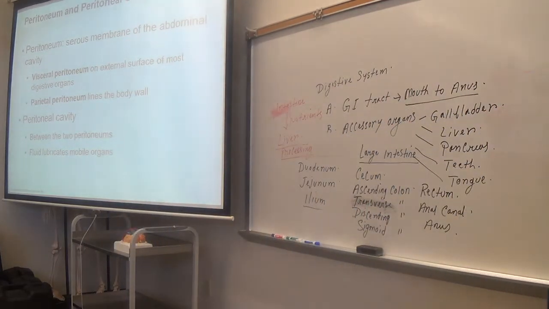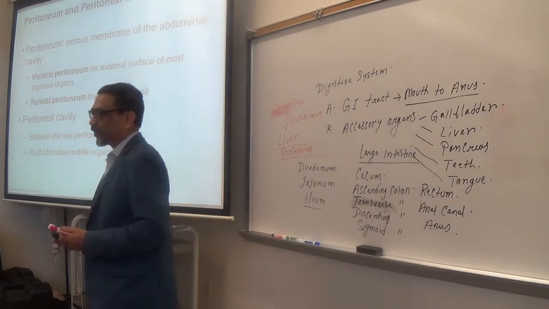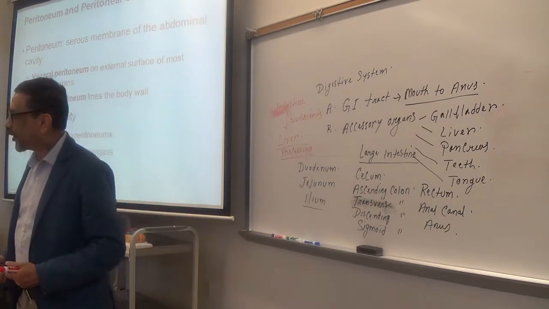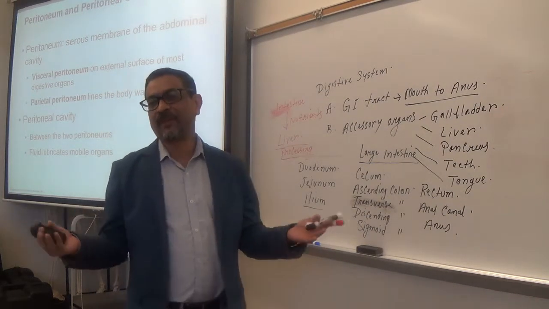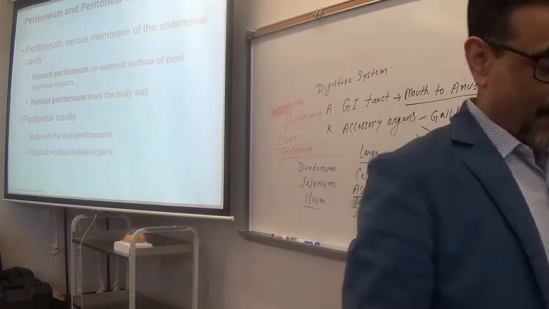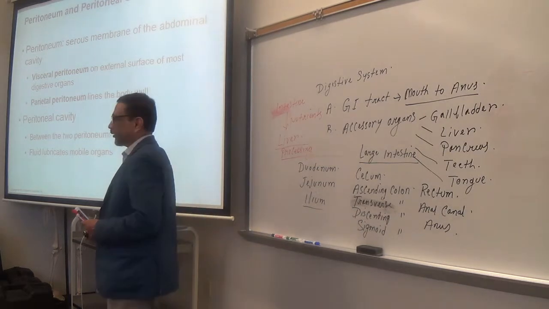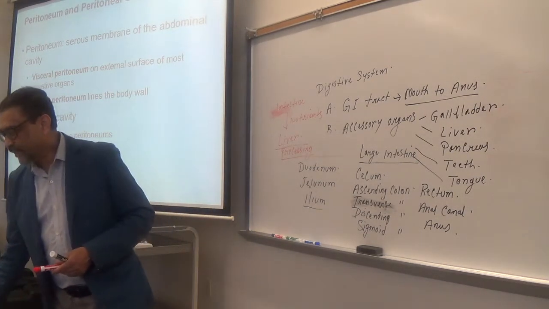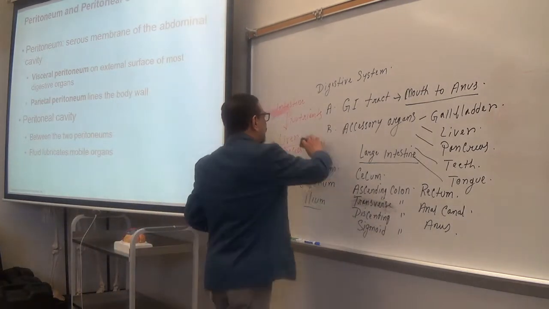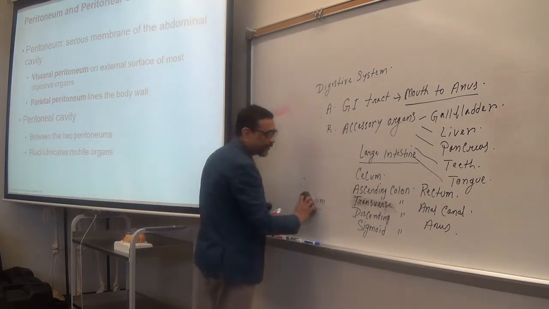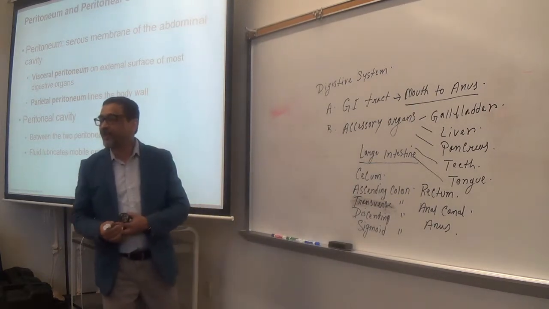So peritoneum is also a double layered serous membrane. Outer layer is called parietal, inner is called what? Visceral. You know that. So parietal is the outer one and visceral is the inner one. And the space between those two layers is called the peritoneal cavity, like the pericardial cavity or pleural cavity. This is called peritoneal cavity.